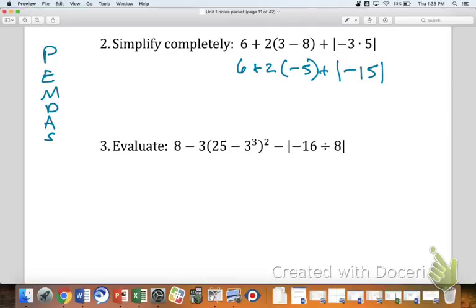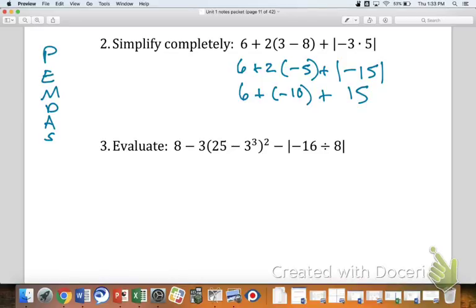So multiplication and division, well, I see 2 times negative 5. So that would be negative 10. So it would be 6 plus negative 10. And then, well, let's see here. Absolute value, I could do that on this step. What's the absolute value of negative 15? 15. So now as I glance through this, I see that the only thing left is addition and subtraction.